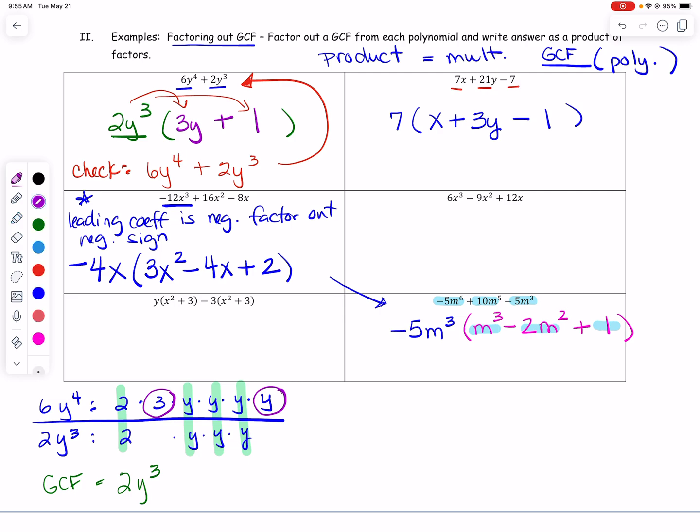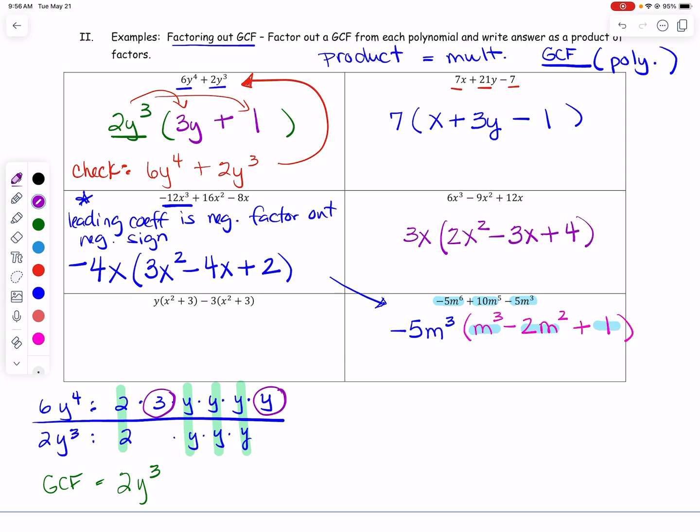And now I'm looking for the greatest number that divides into 6, negative 9, and 12, and that is going to be a 3. I'm looking at the variables that they all have in common, and they only have one x. So 6x cubed divided by 3x is 2x squared. Negative 9x squared divided by 3x is negative 3x. And 12x divided by 3x is positive 4.